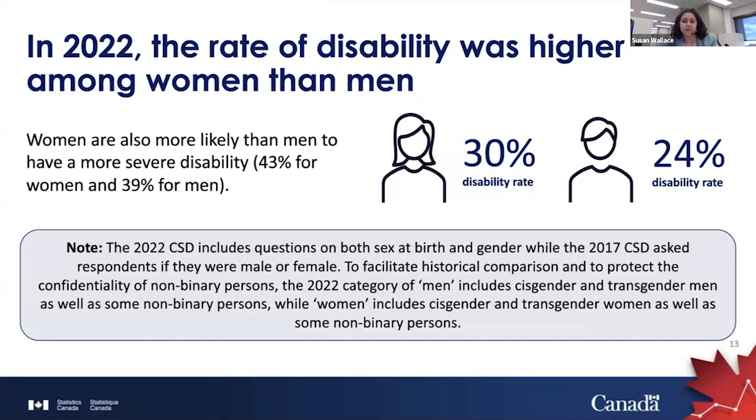In 2022, the rate of disability was higher among women than men. Women were also more likely than men to have a more severe disability. I will note that the 2022 CSD included questions on both sex at birth and gender, while the 2017 CSD asked respondents if they were male or female. So in order to facilitate comparison between the two survey cycles and to protect confidentiality of non-binary persons, the 2022 survey uses the category of men, but this includes cisgender and transgender men, as well as some non-binary persons, and women includes cisgender and transgender women, as well as some non-binary persons.